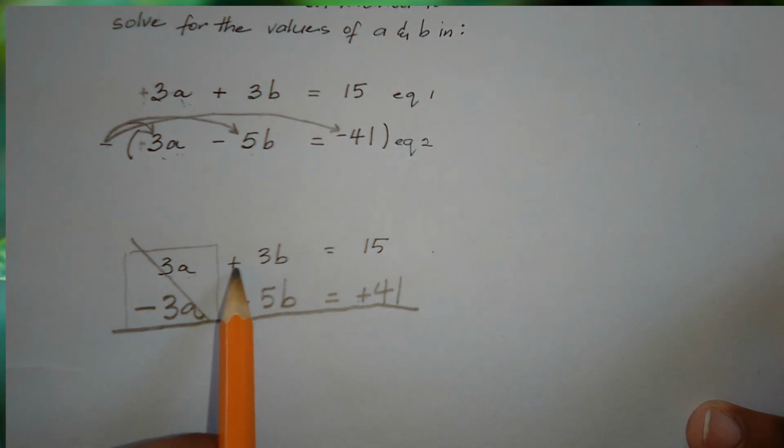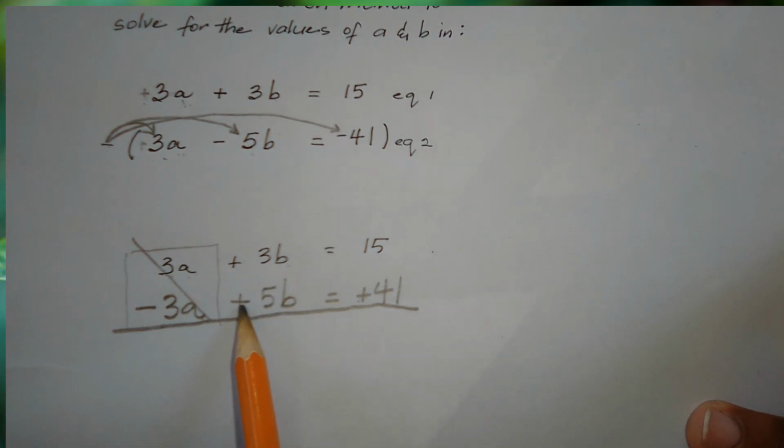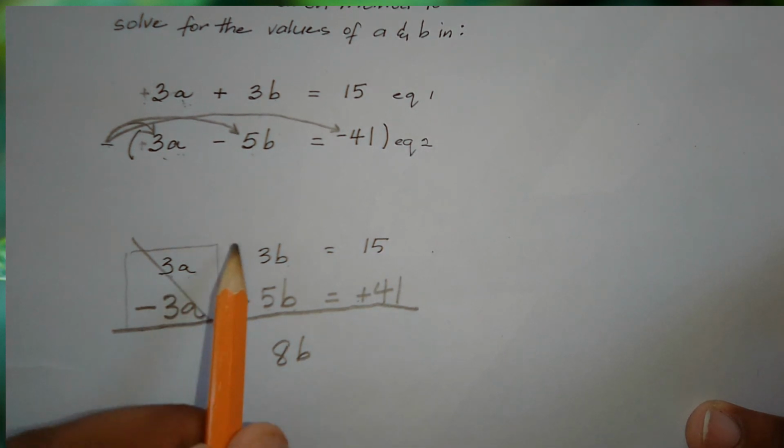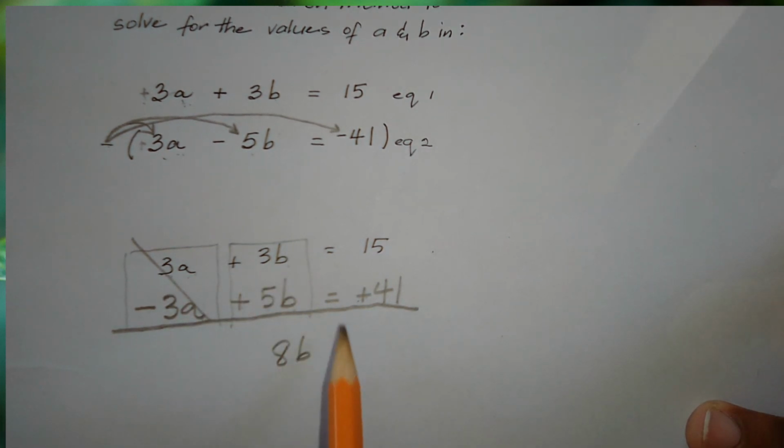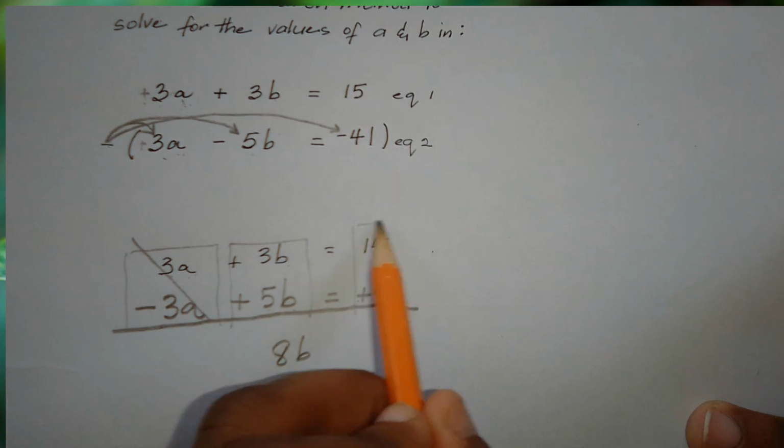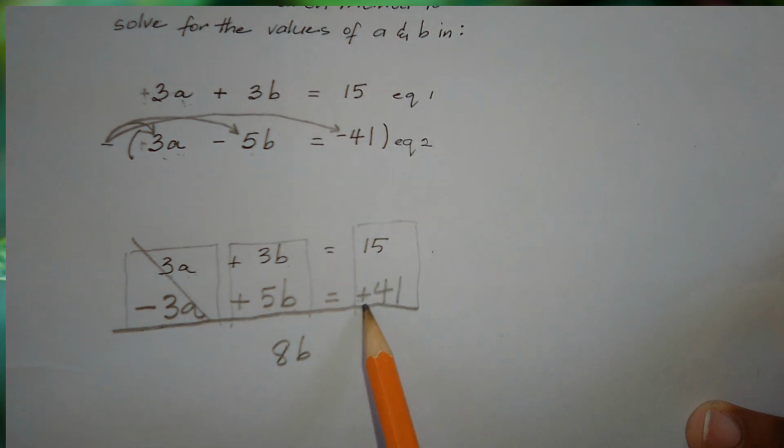Good. So now I have 3b, and I'm adding to that 5 more b's. So I'm going to end up with 8 b's in all. You see that? So I just work with the b's vertically. I'm going to now work with this 15 and this 41. And notice that the plus sign is already there, so I'm not confused as to what I'm going to do.